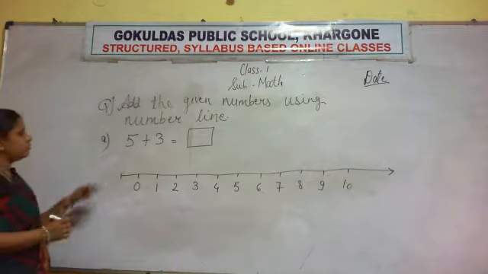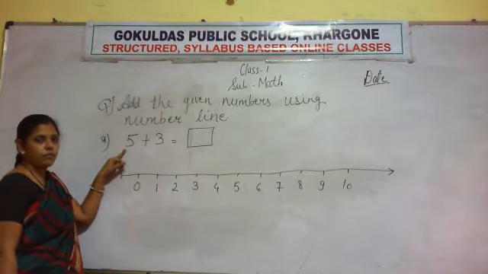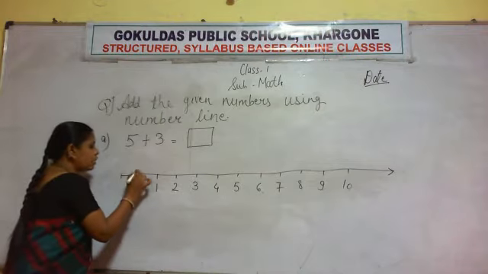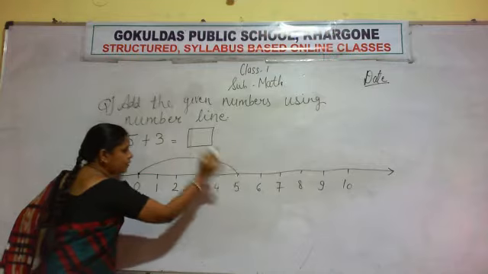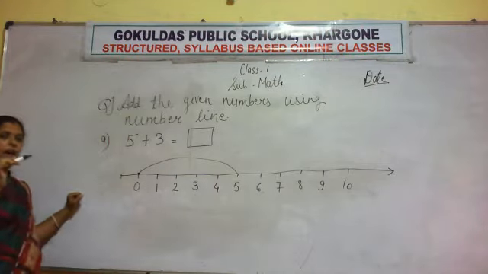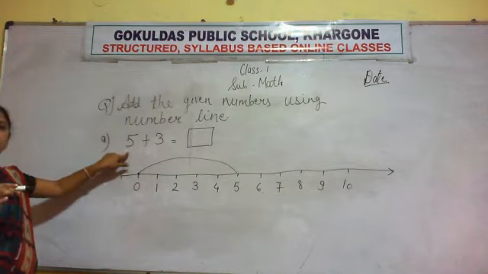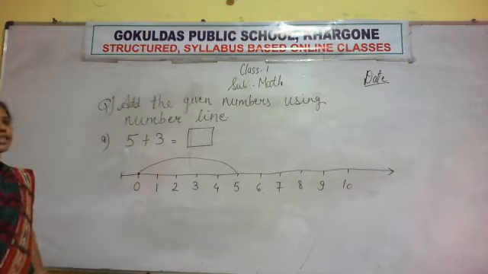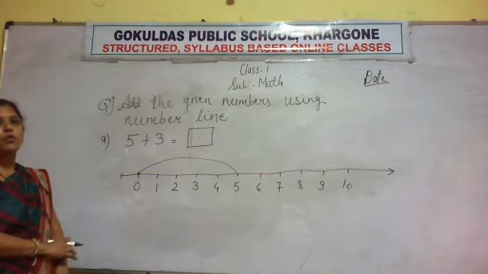Okay, now what is our first number? The first number is 5. So in the first step you have to jump from 0 to number 5. So directly jump to number 5, because here the first number is 5. So we jump from 0 to number 5. Now what is the next step? We have to move steps.